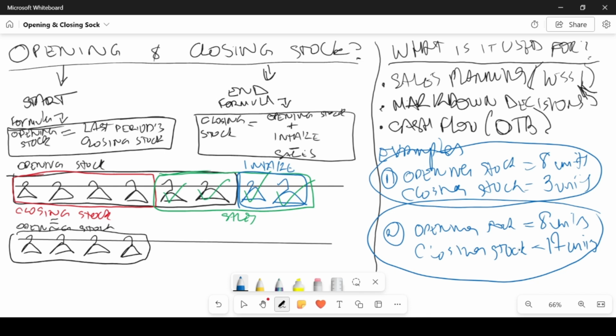And always remember when we're dealing with stock, that can be either in cash or units. So you can refer to your opening stock in units, as we've done here, or in cash value, as we would usually do on the Wizzy.